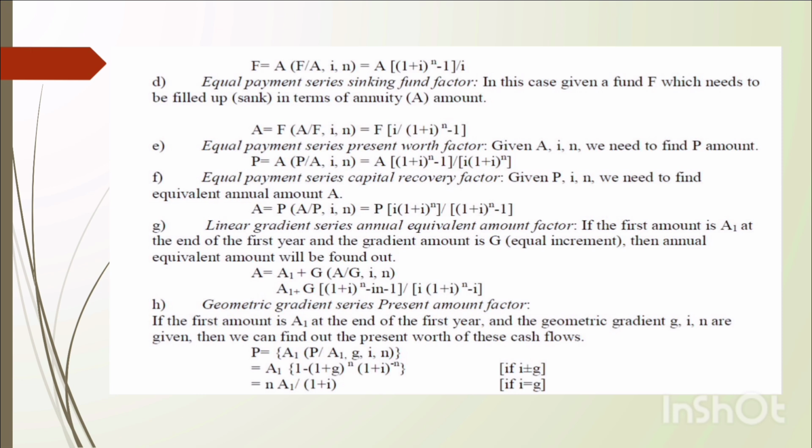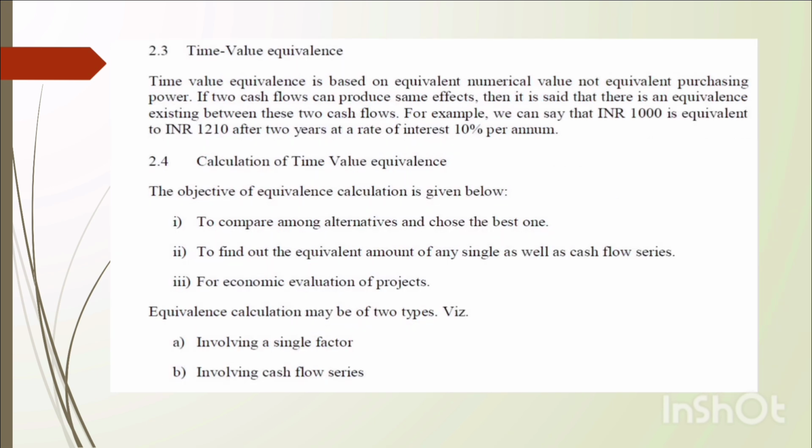The next one is time value equivalence. Time value equivalence is based on the equivalent numerical value, not equivalent purchasing power. If two cash flows can produce the same effect, then it is said that there is an equivalence existing between these two cash flows. For example, we can say that 1000 INR is equivalent to INR 1210 after 2 years at the rate of interest 10% per annum. So this value we got by using these parameters, which is nothing but the time value equivalence.